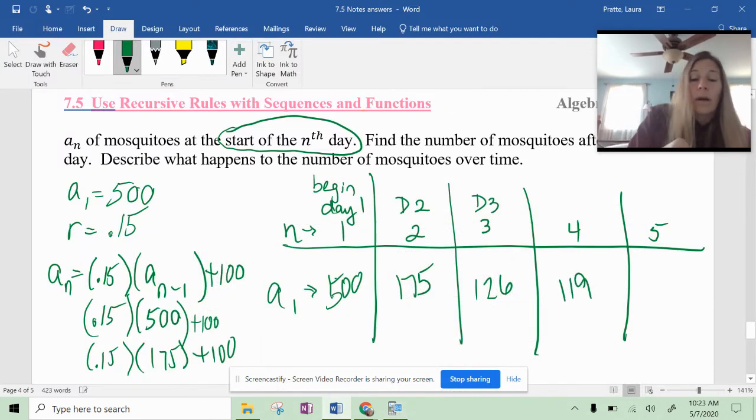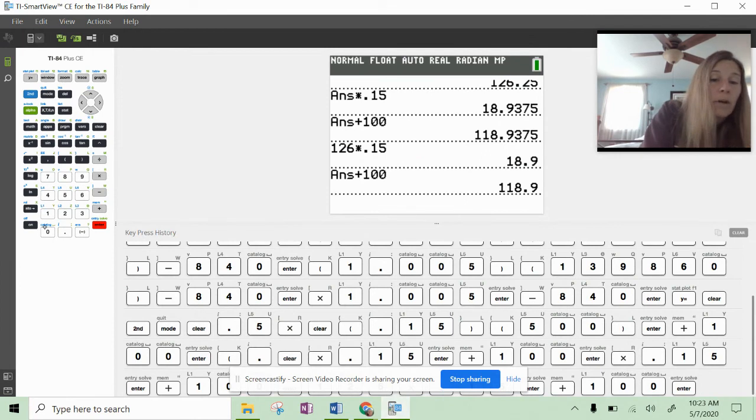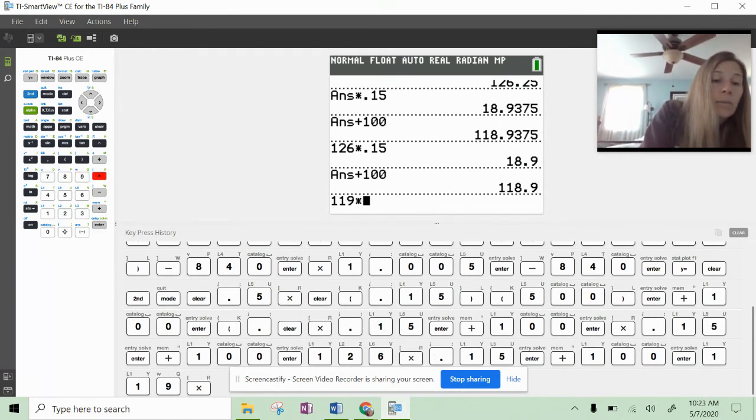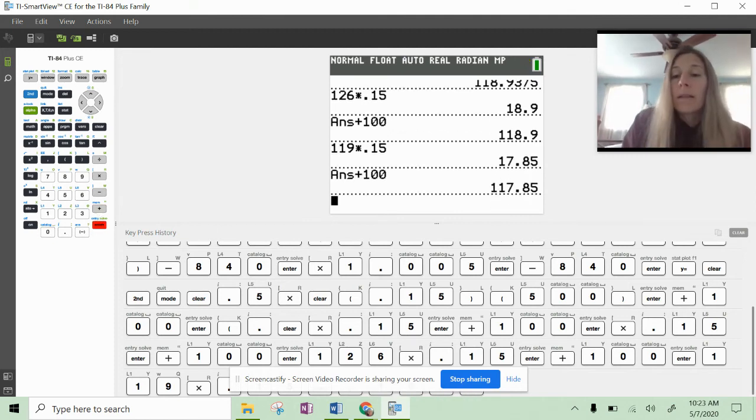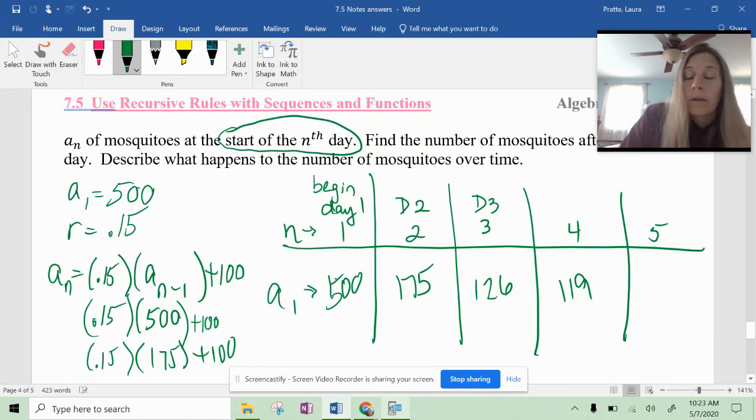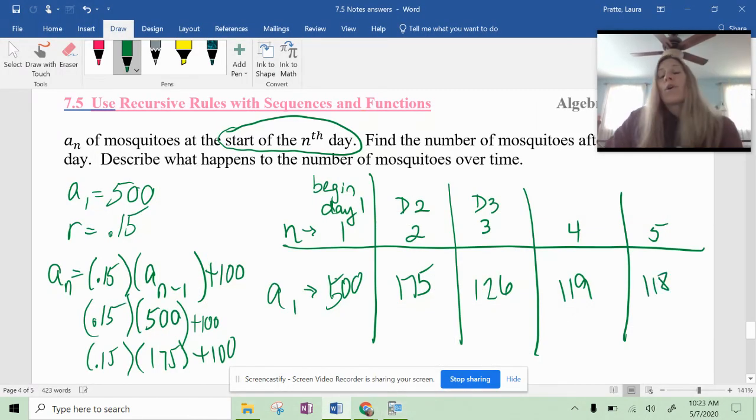And then one more time, you want to know how many you have at the beginning of day 5. So 119 times 0.15 plus 100. And that's 117.9. We're going to round that to 118. Okay, so if you remember when we did the sum formula for an infinite geometric series, it approaches or kind of gets closer to something. That's kind of similar here. You're noticing it's starting to level off. So even though a large portion of those original mosquitoes didn't survive, once we get to day 4 and 5, we see that the number of mosquitoes is pretty much leveling off.